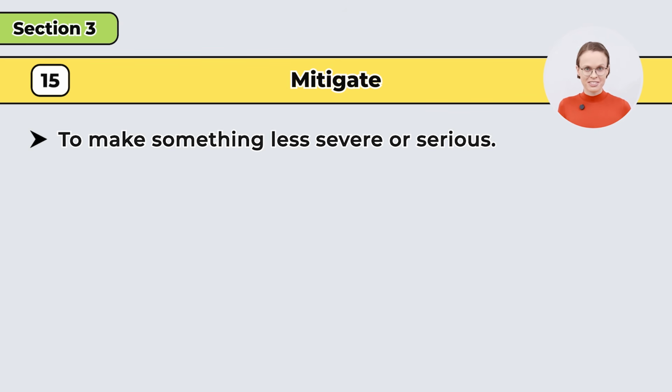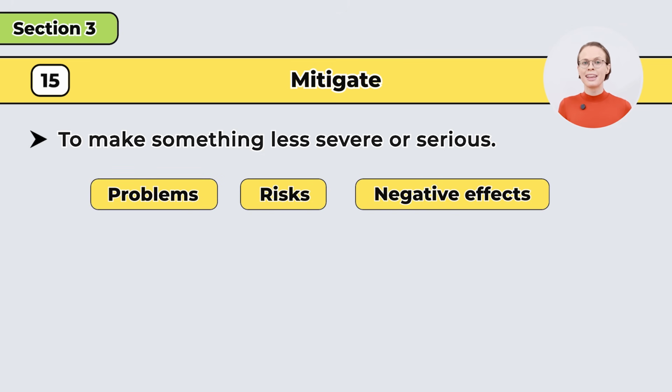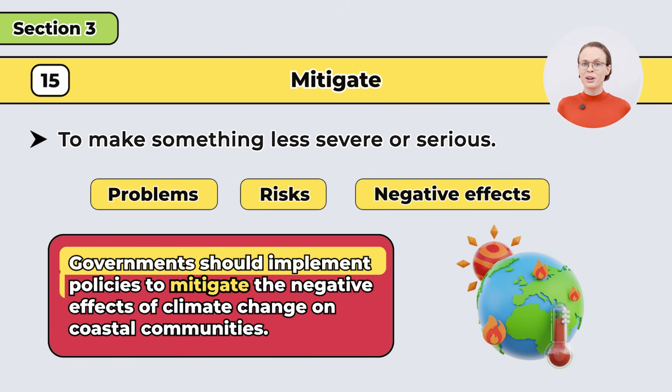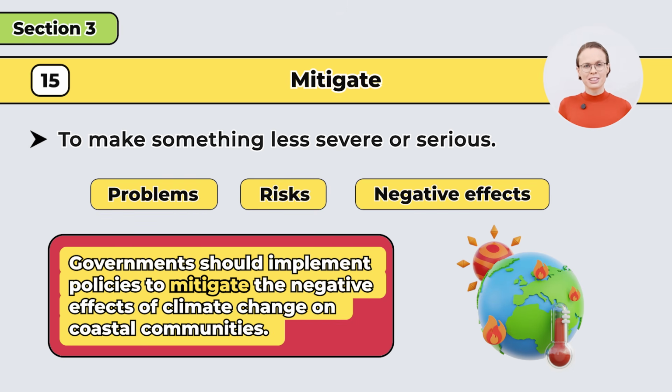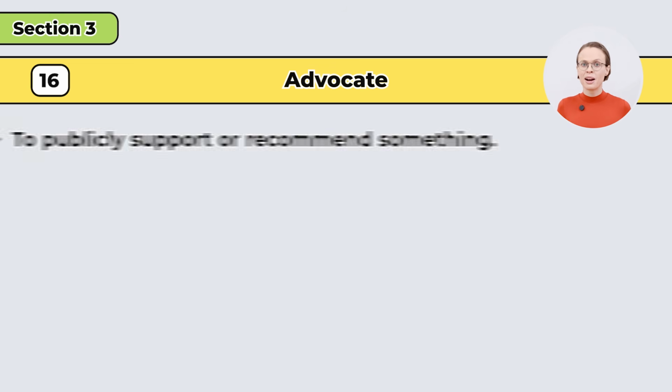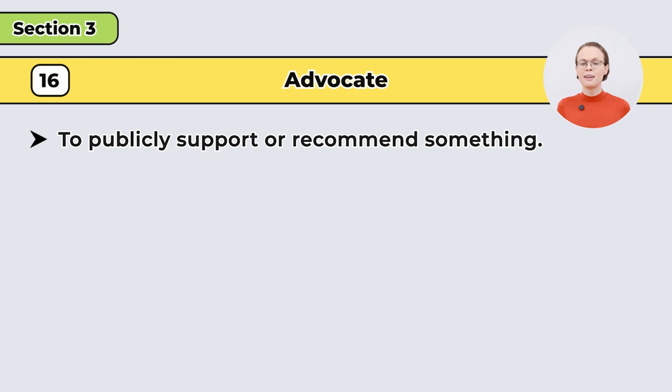This verb is particularly common in discussions about problems, risks, and negative effects, where solutions or preventive measures are proposed. For example, governments should implement policies to mitigate the negative effects of climate change on coastal communities. The next word is advocate, which means to publicly support or recommend something.